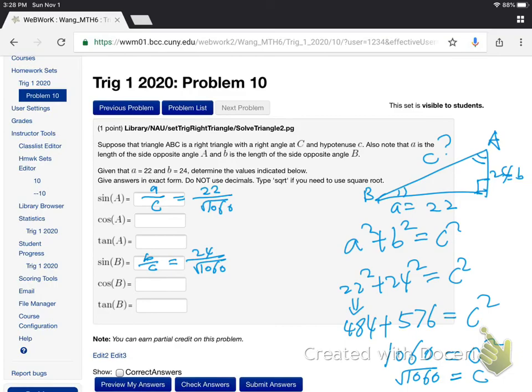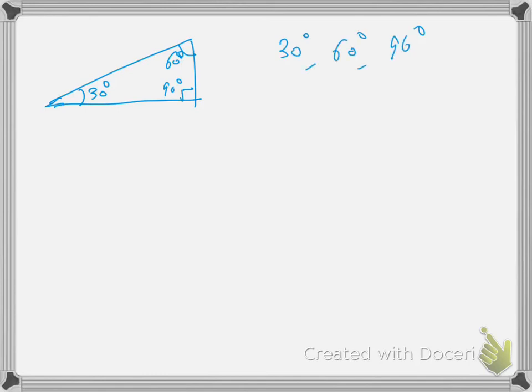Next time we will talk about 4 special right triangles. Let's talk about one of them today, the 30-60 degree right triangle. This is 30 degree, this is 60 degree, and this is 90 degree, the right angle. So it's a 30, 60, 90 degree right triangle.